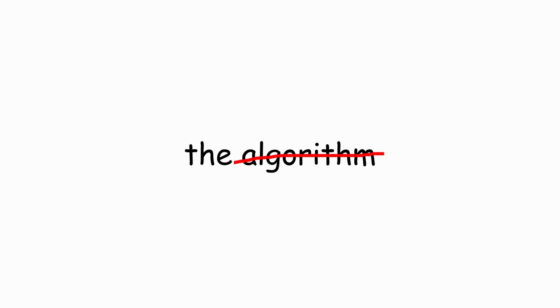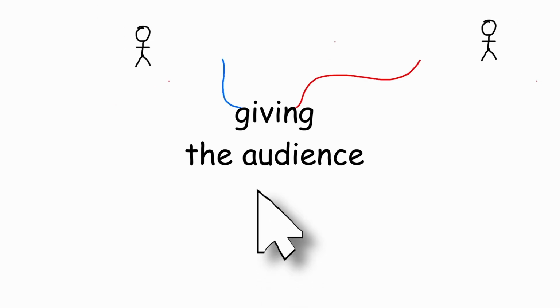But let's go back here for a second. That's better. All the algorithm is giving the audience something they want to click on and something they want to watch.